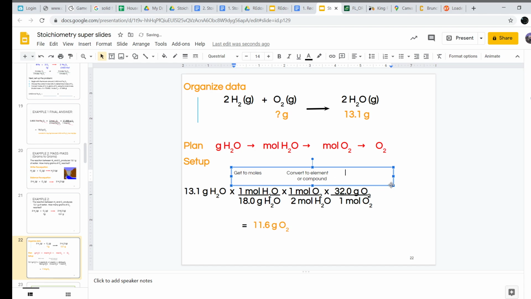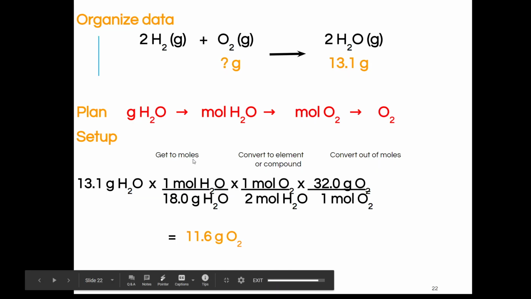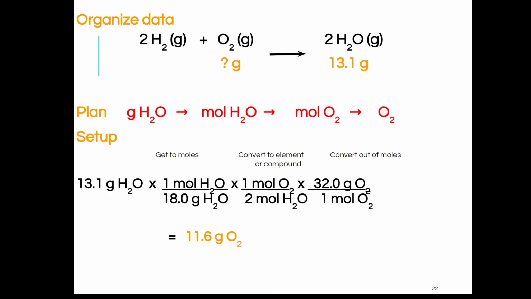And then we have a way to convert out of moles. This is another thing that might help some of you: if you have one where it's get to moles, you'll want to make sure that you have moles on top. Then you'll have a conversion where you convert from your original element to the element or compound that you want to end with. And then you'll have a conversion out of moles, where moles will typically be on the bottom.